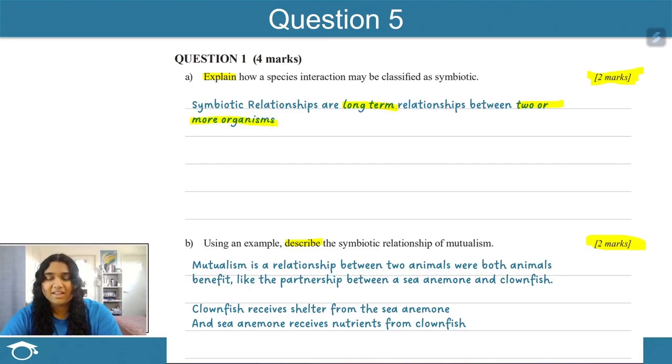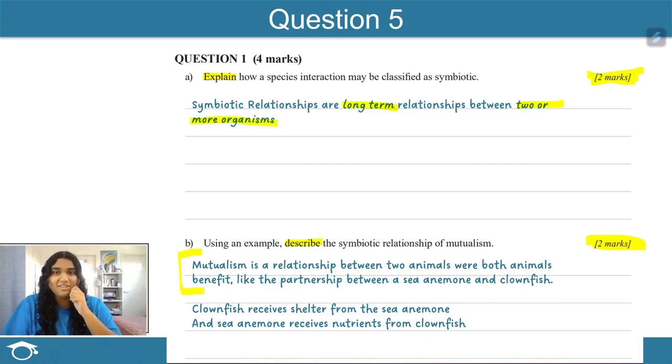Now, all in all, writing this first sentence that I've written to you would be enough to get you the 2 marks. But I've just got in here for learning's sake, clownfish receives shelter from a sea anemone, and a sea anemone receives nutrients from the clownfish.